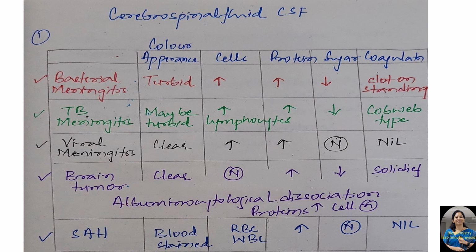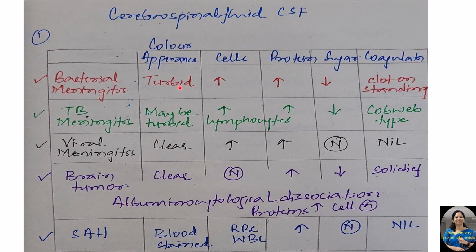Now, the CSF analysis is of great importance to differentiate different types of meningitis. This cerebrospinal fluid is obtained by passing a sterile needle between the L2 and L3 or L3 and L4 lumbar vertebra, and this fluid is subjected to biochemical analysis and also microbiological analysis. So, the basic biochemical analysis to differentiate different types of meningitis is as follows.